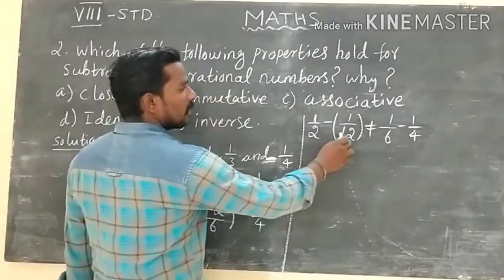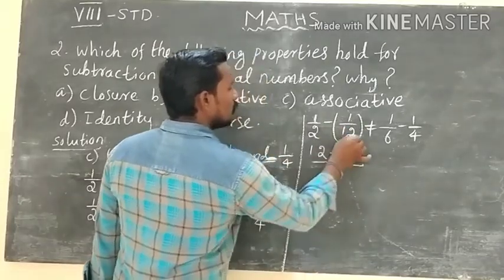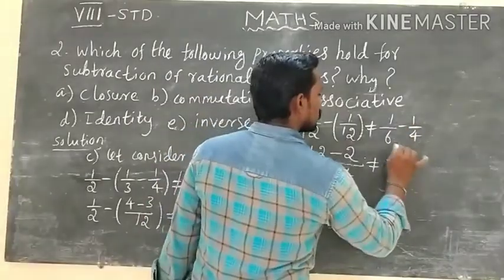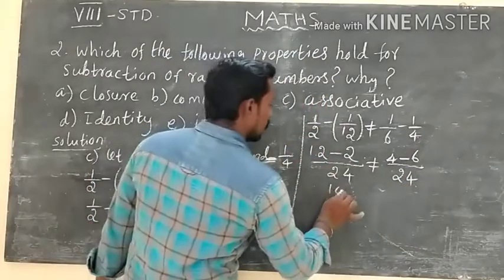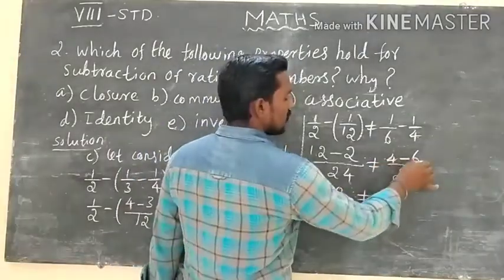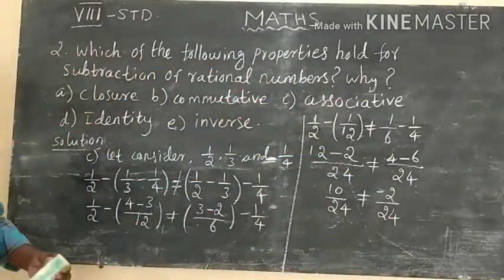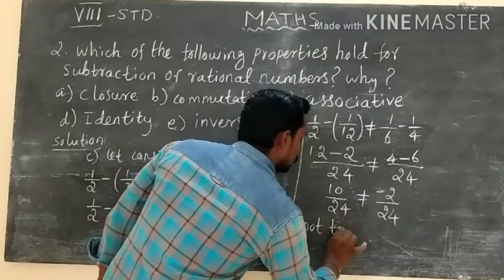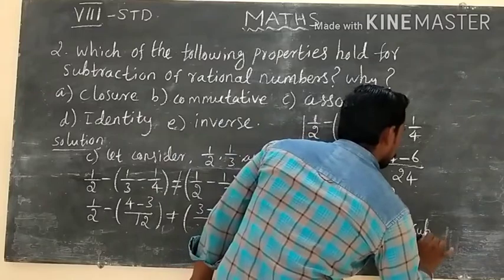So once again make the cross multiplication. 1 12s are 12 plus into minus 1 2s are 2 divided by 2 12s are 24 is not equal to 1 4s are 4 minus 1 6 are 6 divided by 6 4s are 24. 12 minus 2 is equal to 10 by 24, is not equal to 4 minus 6, so minus 2 divided by 24. These two are not equal. So the associative property is not true under subtraction.